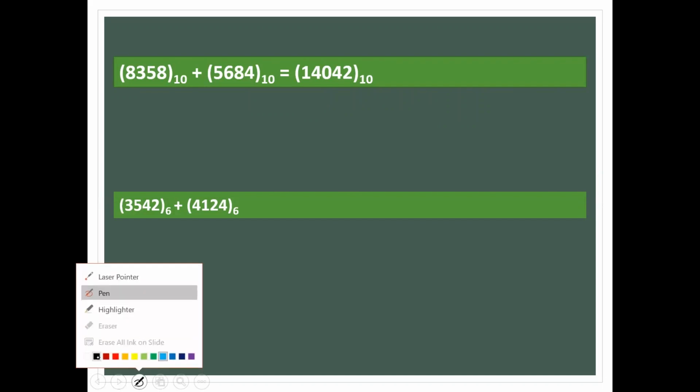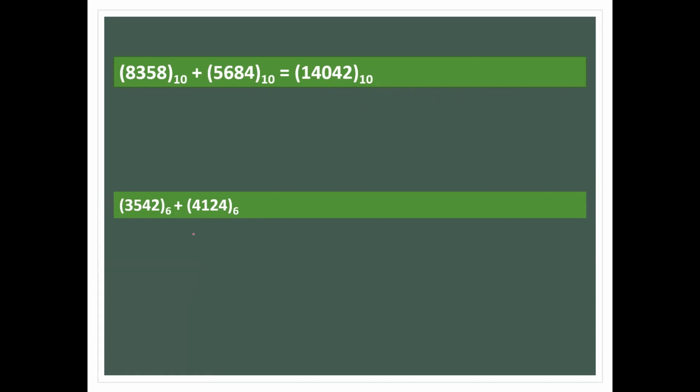First of all, let's have a look at this. When I have the number 8358 in base 10 plus 5684 in base 10, this simple addition, how does it work out? First, I write it as 8358 and then 5684. Now, I proceed from here. 8 plus 4 is 12. I can't write 12 directly. I divide it by 10 because it's base 10, and I look out for the remainder. The remainder is going to be 2, and 1 goes as a carry this side.